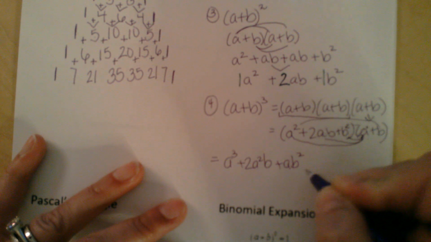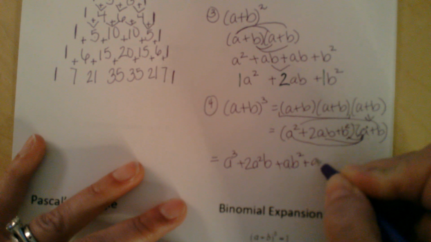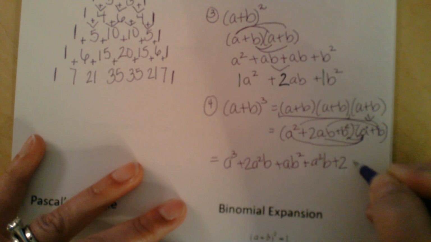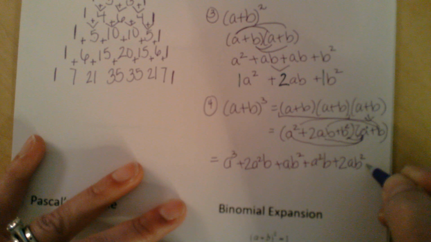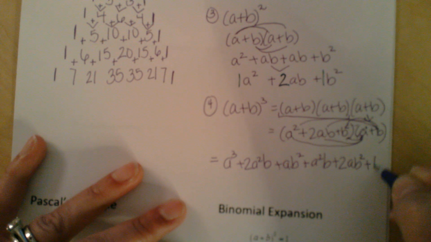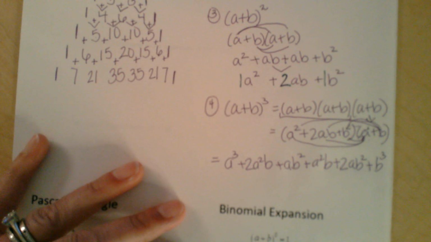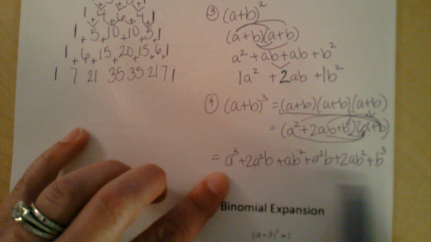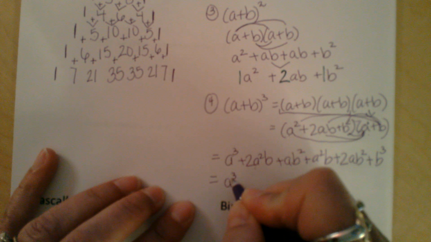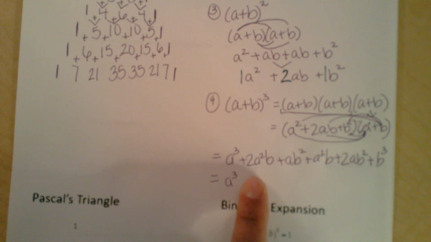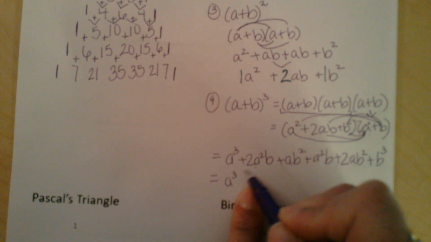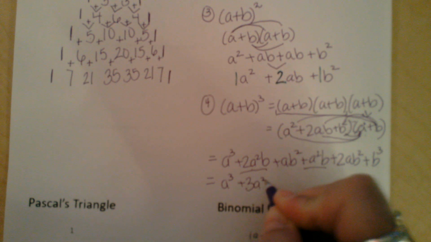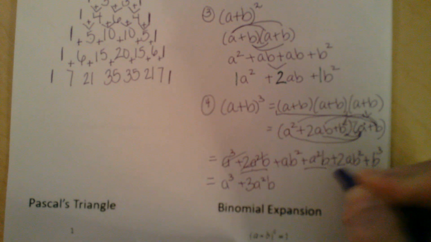Let's do b. Plus a squared times b plus 2ab squared plus b to the third. Okay, let's combine some like terms. Equals. Are there other a to the thirds here? Nope, that stays a to the third. Are there other a squared b terms? I have one here and one here. So that gives me 3a squared b terms. So that's out. That's out.